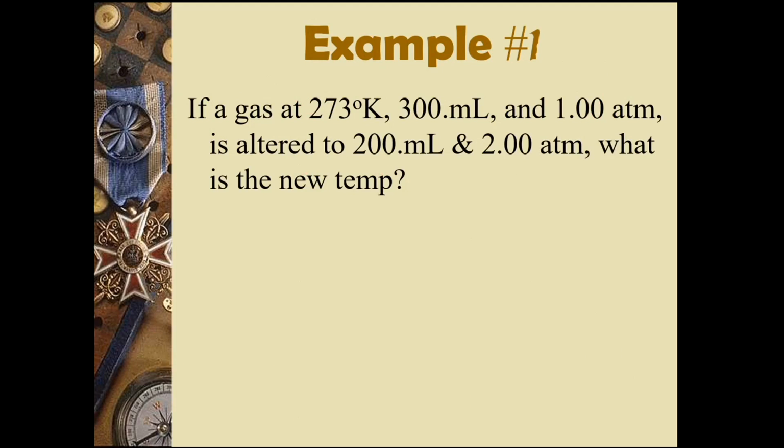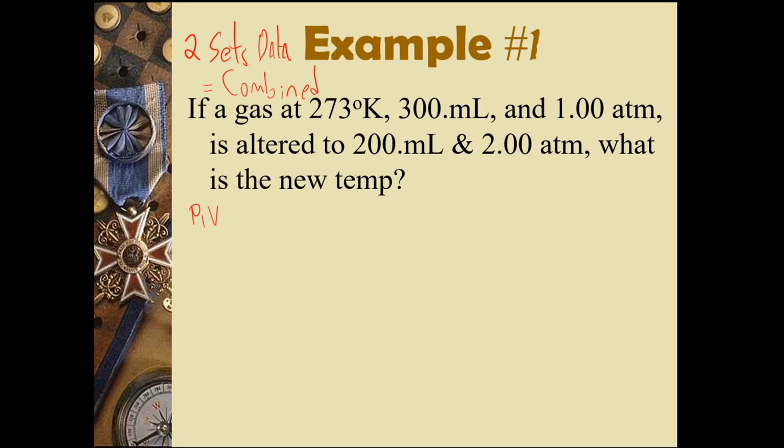To look at this, first off, you can tell this is the combined law because you've got two sets of milliliters, two sets of ATMs. This is definitely combined because you've got two sets of data, and this means that you're definitely going to be using the combined law.